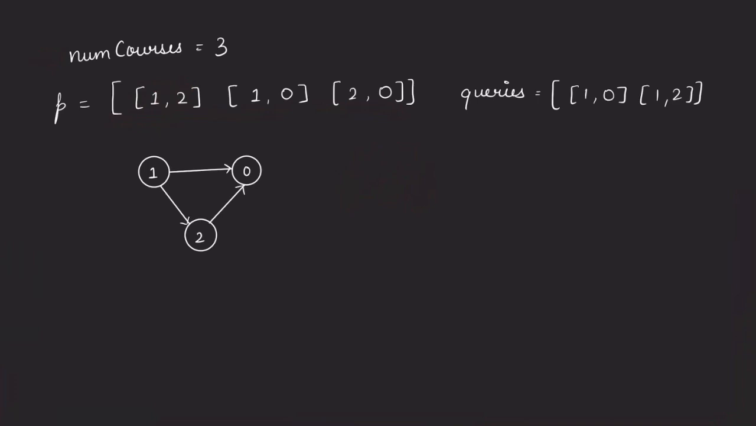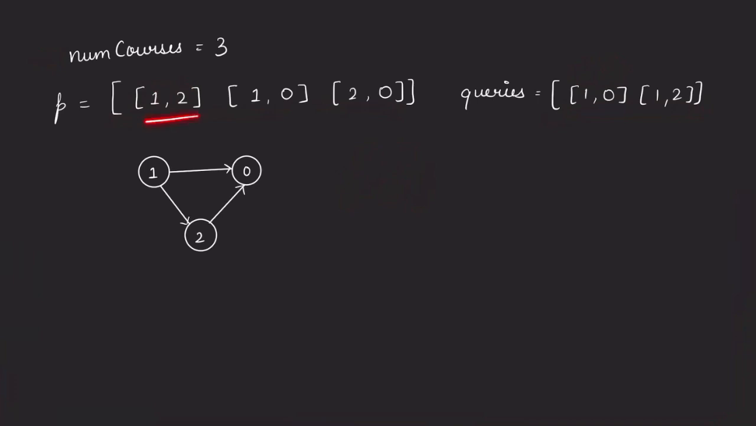And then we are given this queries array which we need to answer. For each of these queries we need to answer true or false on the basis of whether this particular course is a prerequisite for this course or not, right? So basically if 1 is a prerequisite for 0, then the answer for this query will be true, otherwise false. We need to answer all these queries and return that array as our answer.